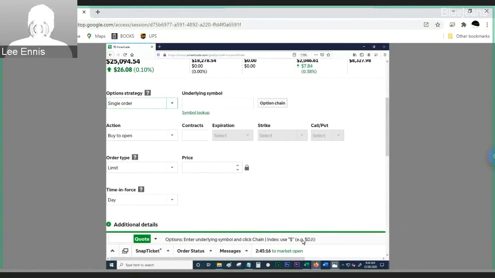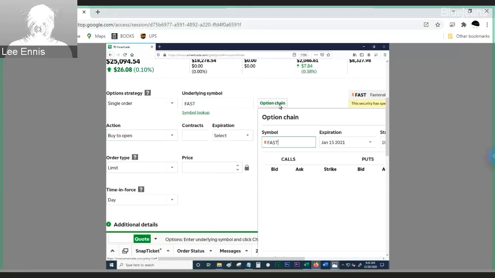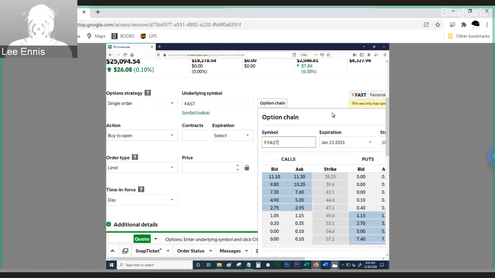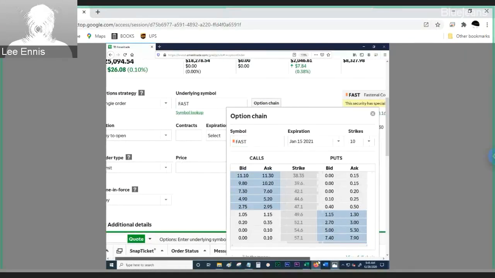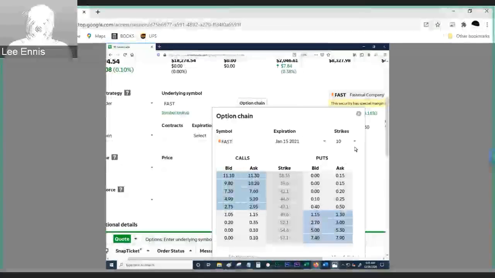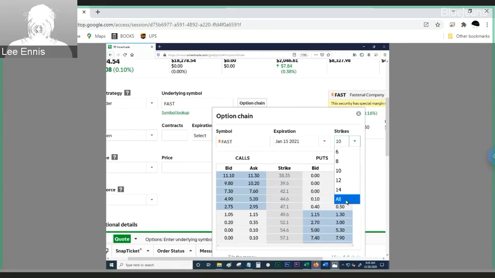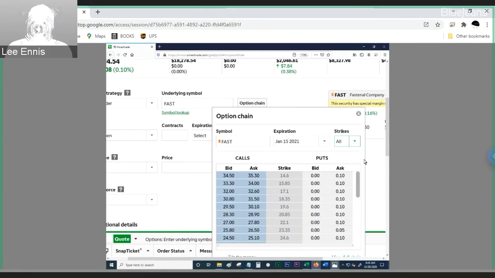All right, so I'm going to try to do this without. All right, so we have two underlying positions that we can implement our option strategy. The first is Fastenal. All right, and so we're going to pull up the option chain here. Let me see if I can pull this over. Okay, now I'm going to go ahead and show all of these just for fun here.